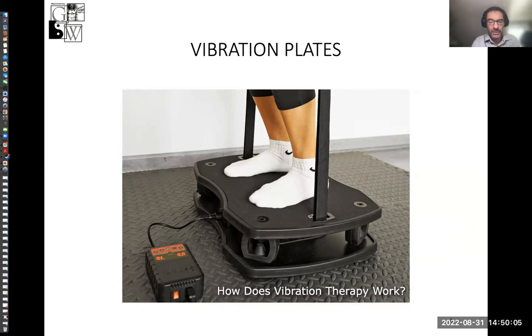So why vibration plates? Well, I don't know who initially thought of researching whether vibration at high frequency can help bone formation and prevent or even reverse osteoporosis, but it turned out it does. About 10 years ago, the data was a bit controversial. Recent studies have been more positive, and the reason is that it's very clear that if you're going to use a vibration plate, you want something that has a minimum of 25 or 30 hertz, and ideally 40 hertz.